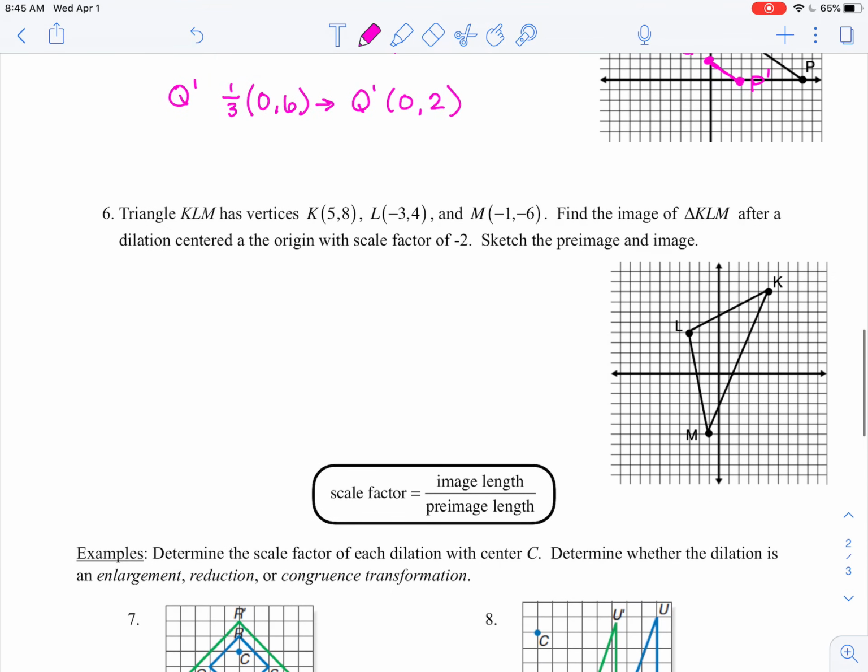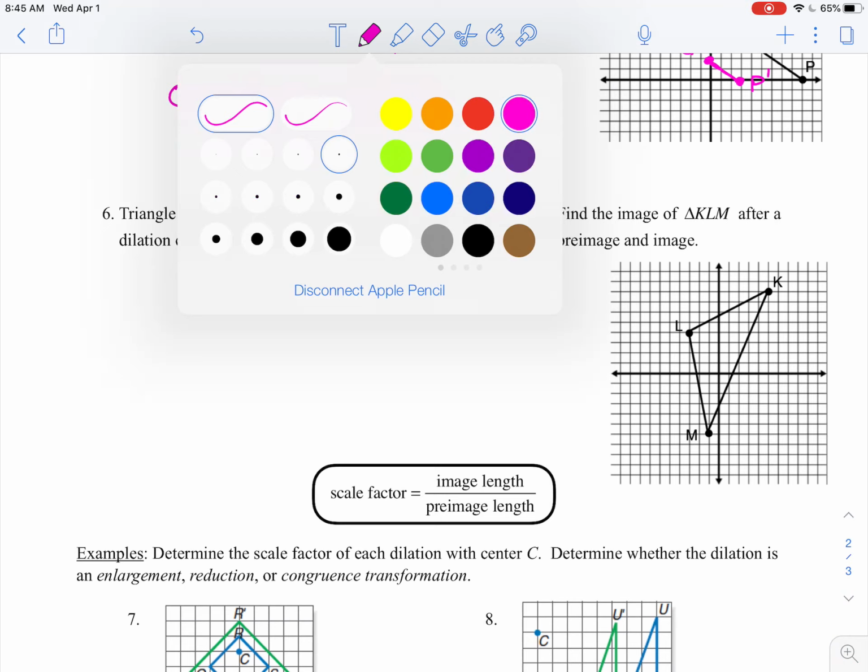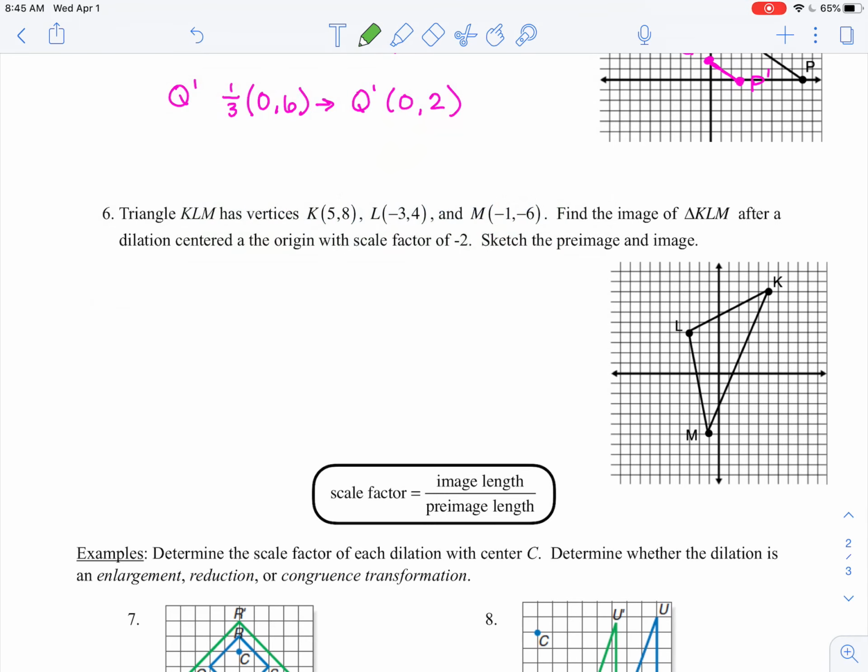In question number 6, we're going to dilate triangle KLM, again centered about the origin, with a scale factor of -2. So when we go to find our coordinates on the coordinate plane, we're still going to multiply by the scale factor. We're not talking about its absolute value on the coordinate plane. So to find K prime, I'm going to take our scale factor of -2 and multiply it by the coordinates from point K. So K prime ends up at (-10, -16).